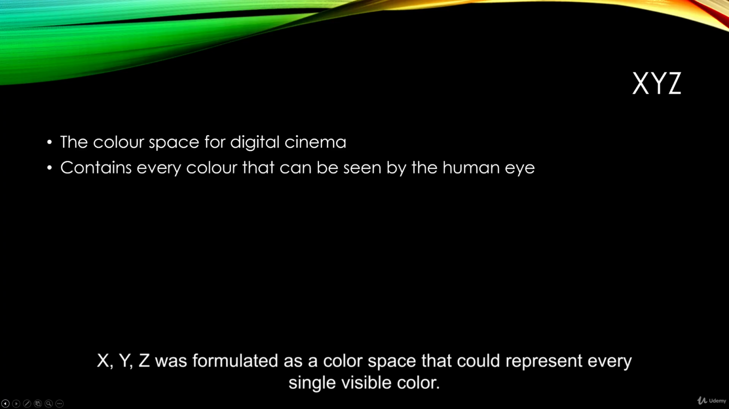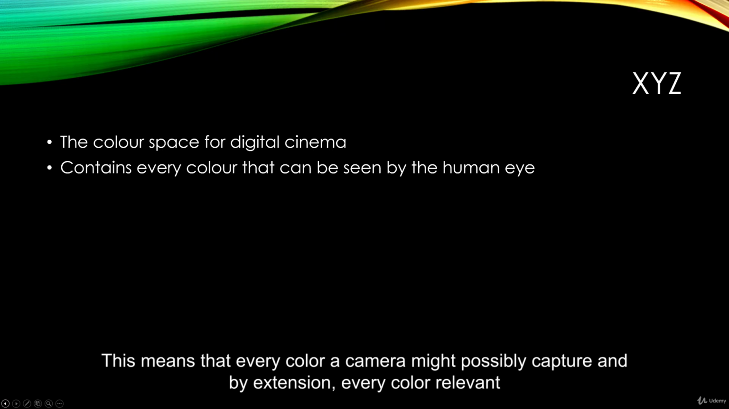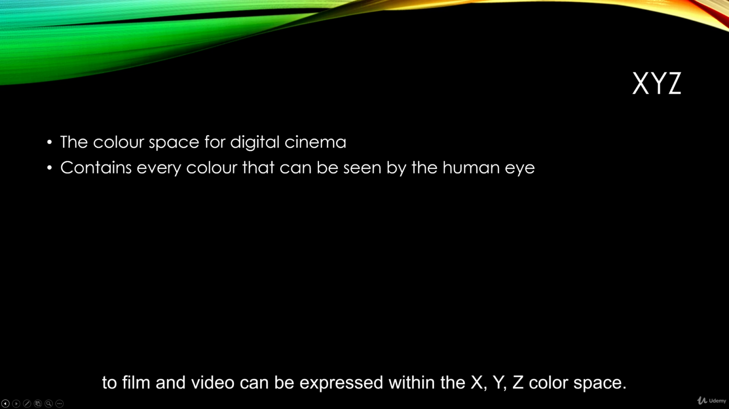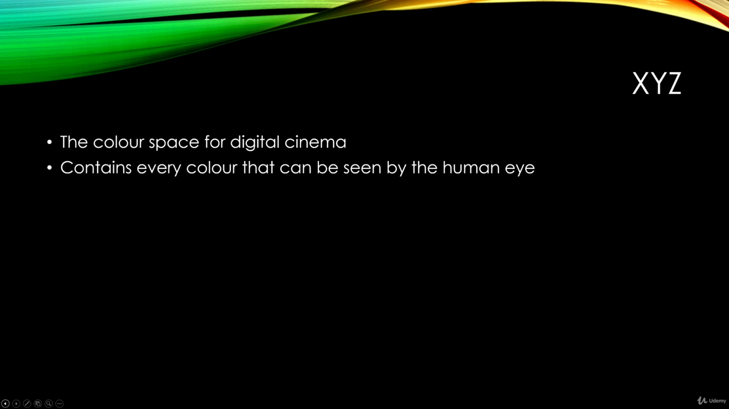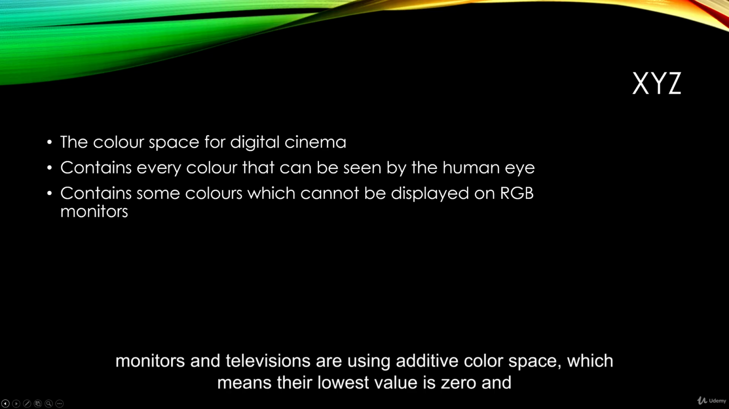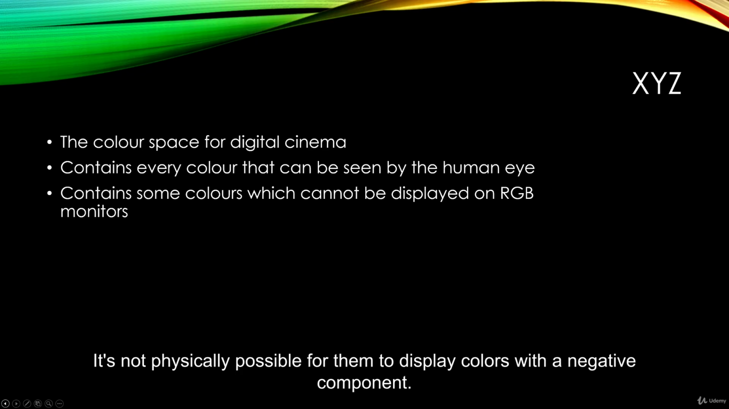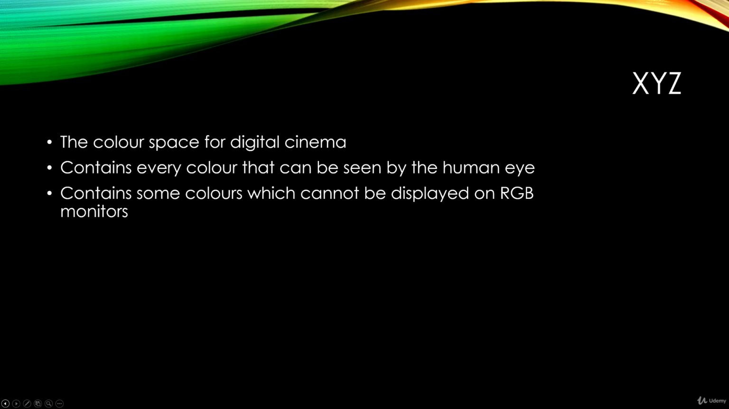XYZ was formulated as a color space that could represent every single visible color. This means that every color a camera might possibly capture, and by extension every color relevant to film and video, can be expressed within the XYZ color space. However, there's a technical problem. A proportion of the colors expressed within the XYZ actually have negative R, G, or B values. Because monitors and televisions are using additive color space, which means their lowest value is 0 and they cannot go negative, it's not physically possible for them to display colors with a negative component.